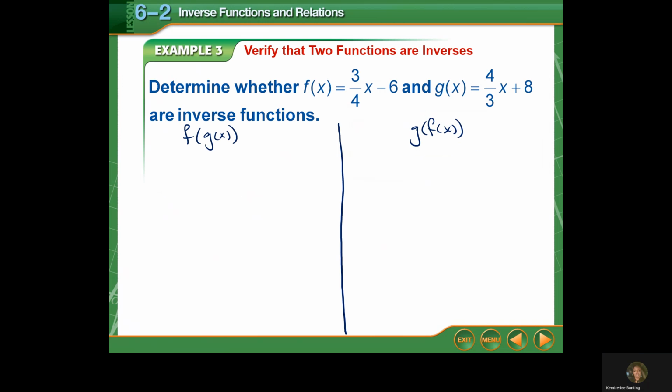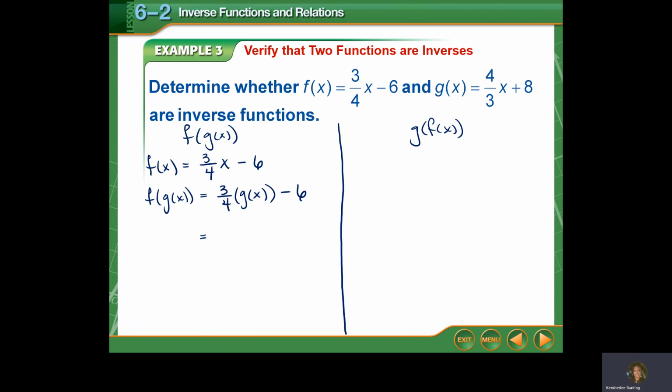Okay? So let's find f of g of x. Remember, yesterday I taught you just start off by writing down the function. f of x equals 3 over 4x minus 6. But I'm not finding f of x, I'm finding f of g of x, right? So f of g of x will be 3 over 4 times g of x minus 6, right? Do we know what g of x is equal to?